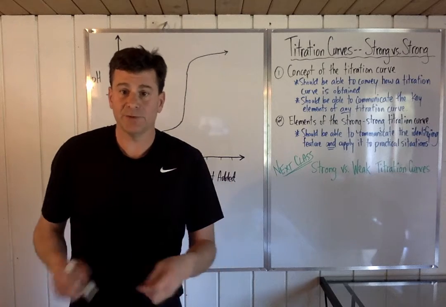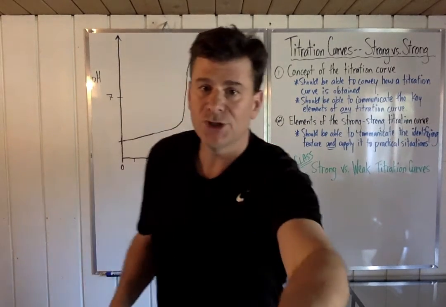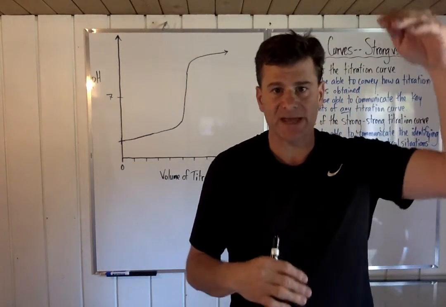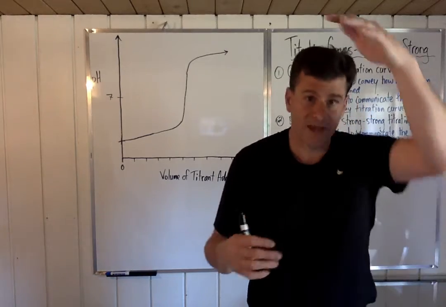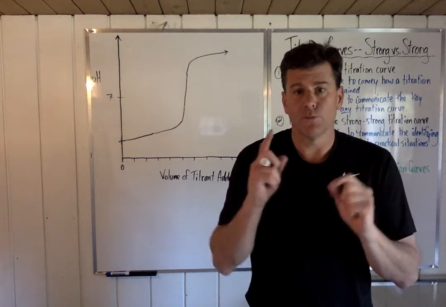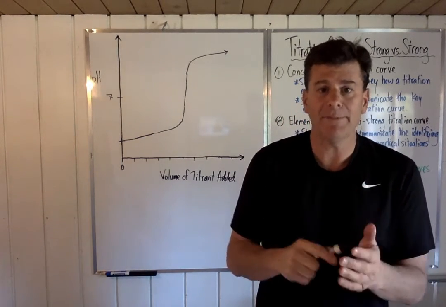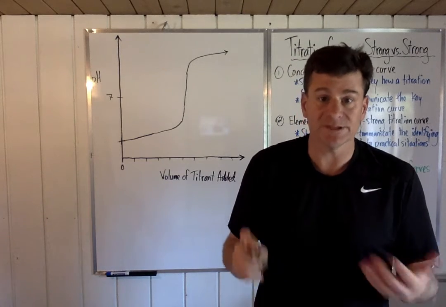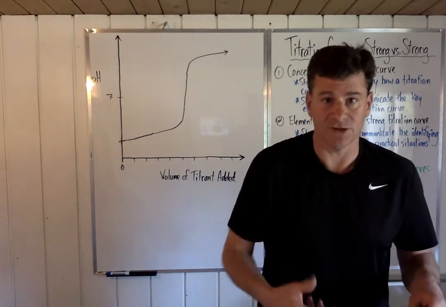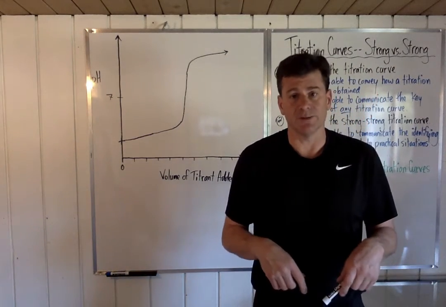Now you're going to get this very typical shape with all titration curves, all of them. What you will get is a rapid change from acid to base, or base down to acid if you're doing it the other way around. So the rapid change is really important to recognize. The rapid change is where your equivalence point is going to be. Okay, I'm going to let that kind of sink in your mind for a sec. The rapid change on a curve is where the equivalence point is going to be.